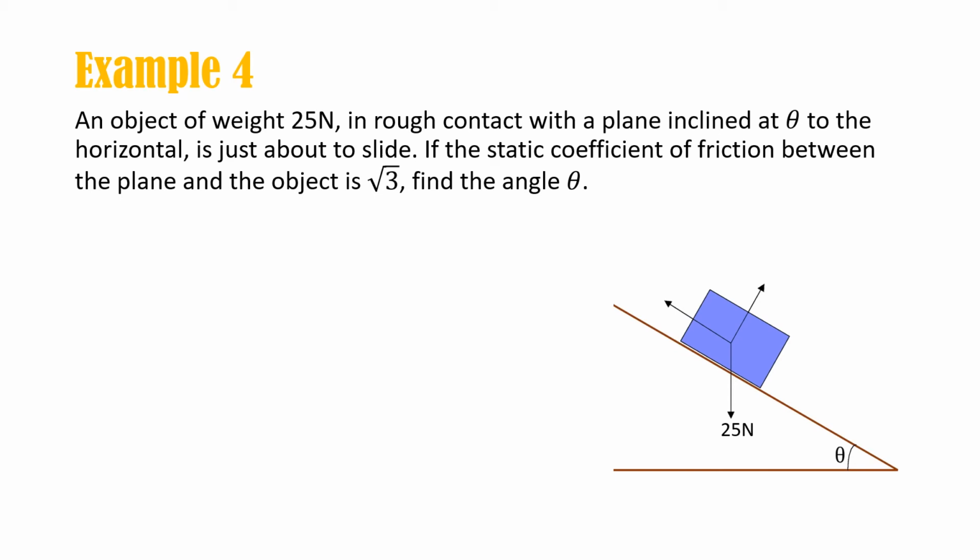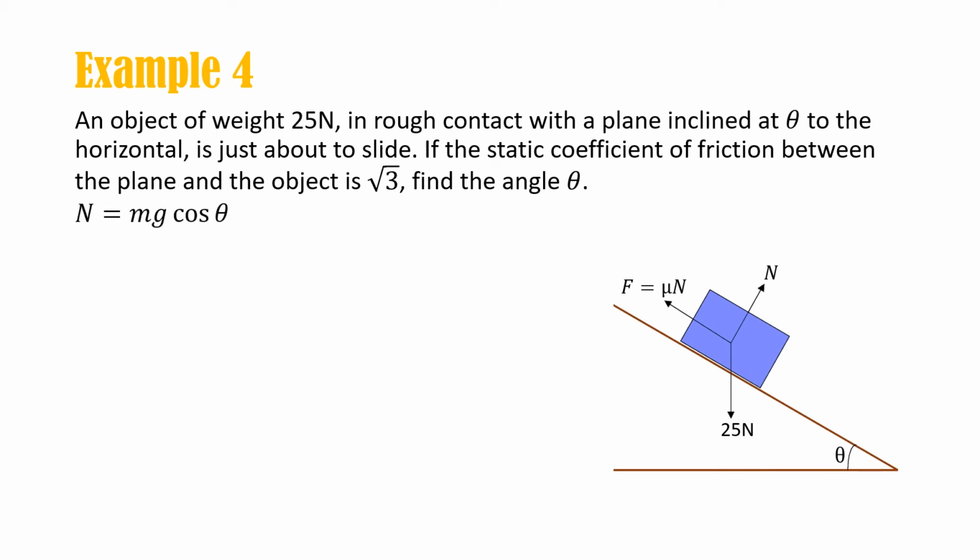What other information have we got? Well, we've got that the coefficient of friction is √3, but that's about it. We do know that this up here is going to be our normal force. And then, of course, we've got our friction over there, which we know is mu times n. Well, we know mu is our √3.